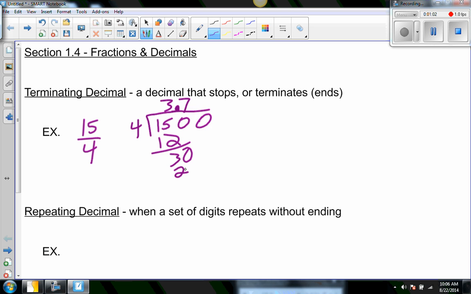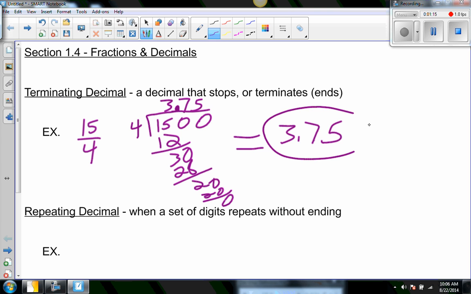7, 28, 20 left there, so 4 goes into 20 5 times, and there it ends because I come out with 0. So my answer to that is 3.75, and that is a terminating decimal because it came out even, it ended.